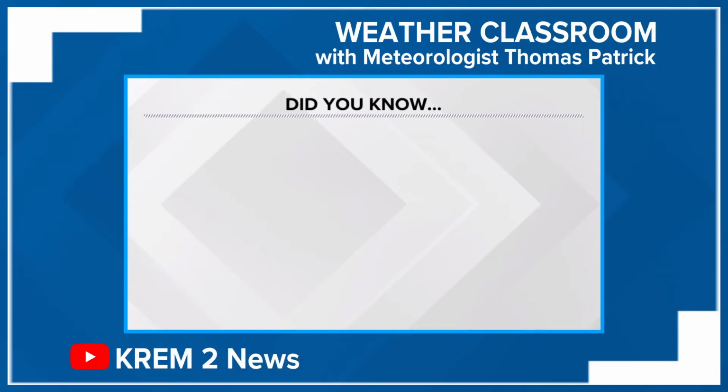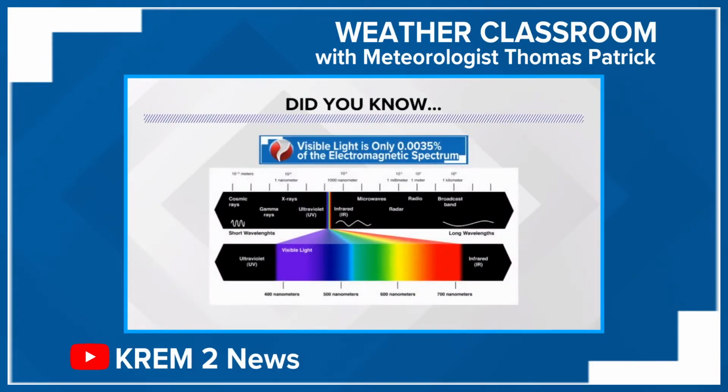Did you know that visible light is only about 0.0035% of the entire electromagnetic spectrum, which includes everything from gamma rays, X-rays, ultraviolet light on one side to infrared, microwaves, and radio waves on another side. So visible light, just that small fraction of what the entire electromagnetic spectrum has to offer.